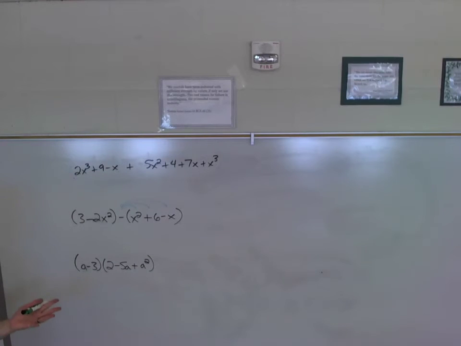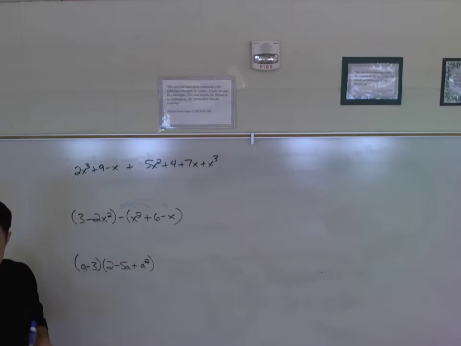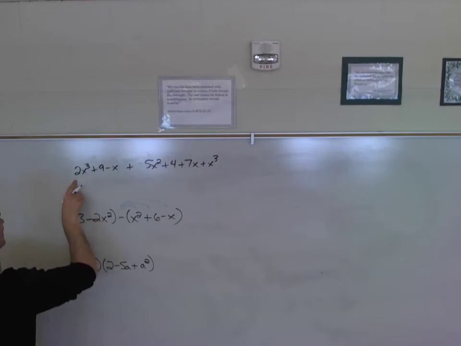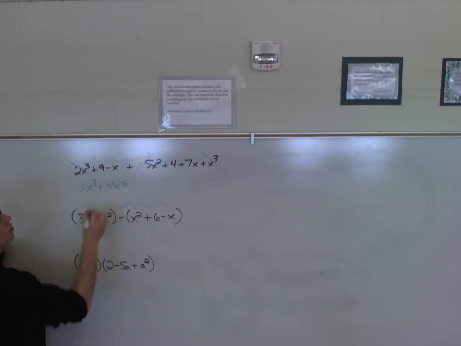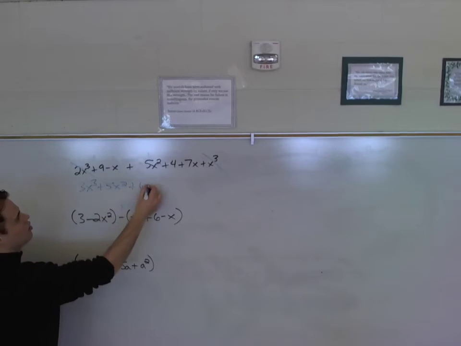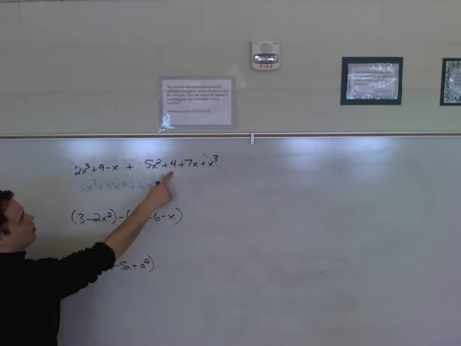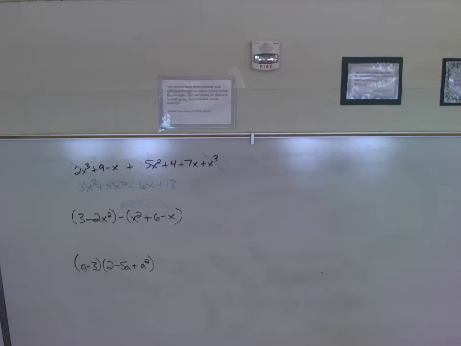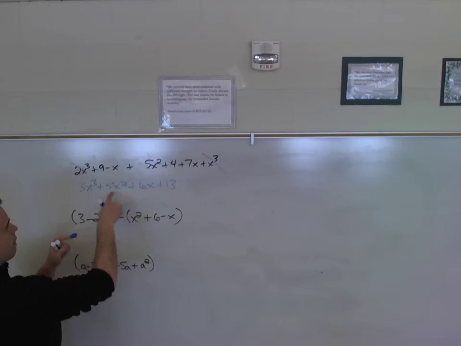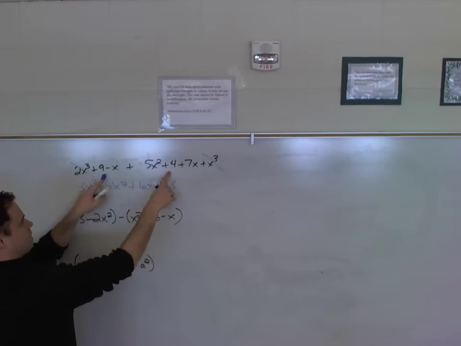So you have like terms. Which ones of these are the same, and which ones of these are 3x cubed? Yes, that's right. 3x cubed, plus 5x squared, plus 6x, plus 13. Is that right? No, it's because 7x minus 1x is 6.